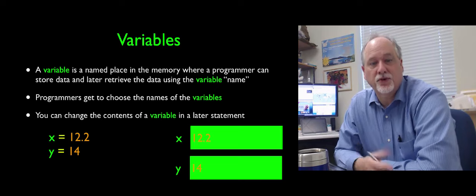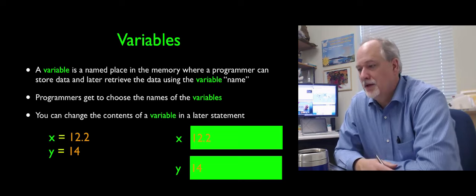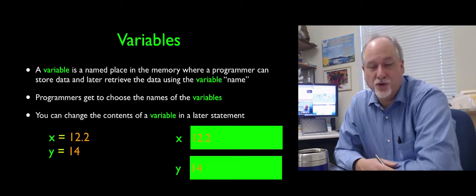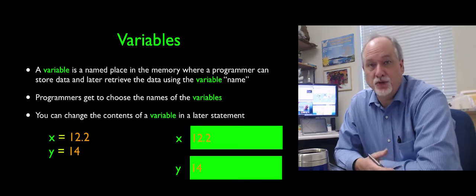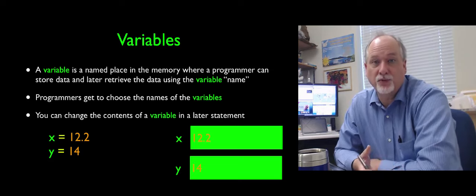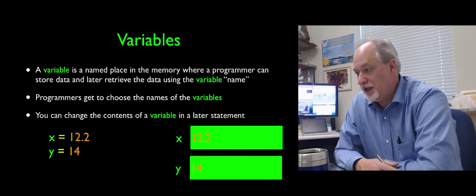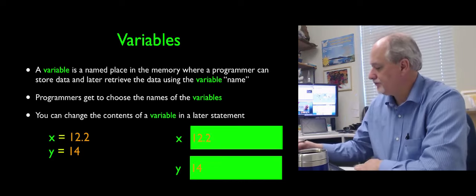We give it a name as a programmer. We pick the variable name. Here I'm saying x equals 12.2 and y equals 14. I am choosing the name and I'm choosing what to put in there. This is a statement called an assignment statement.